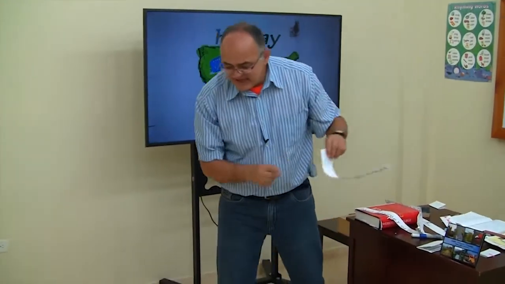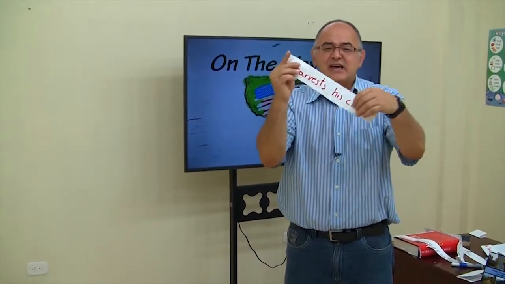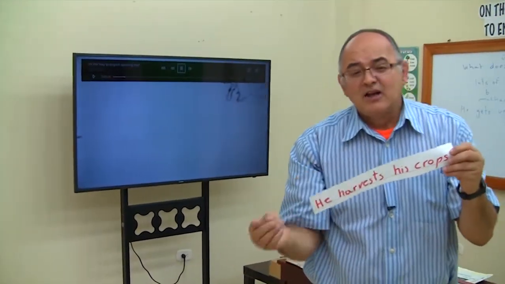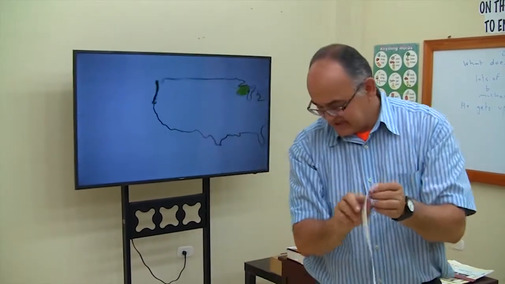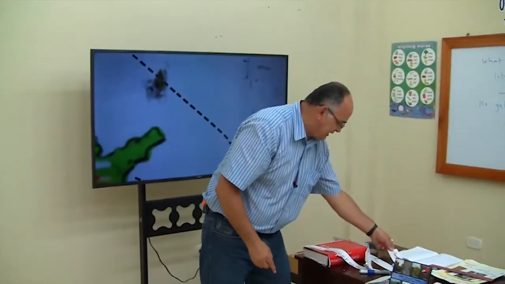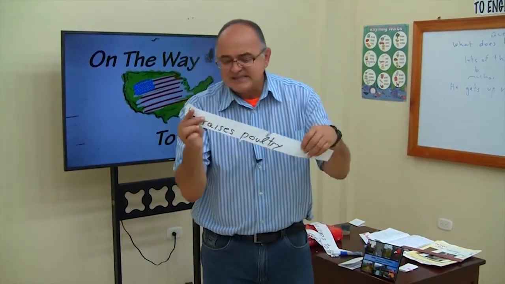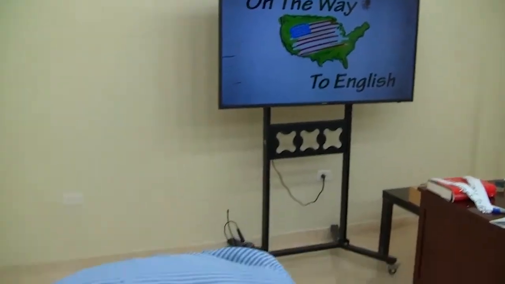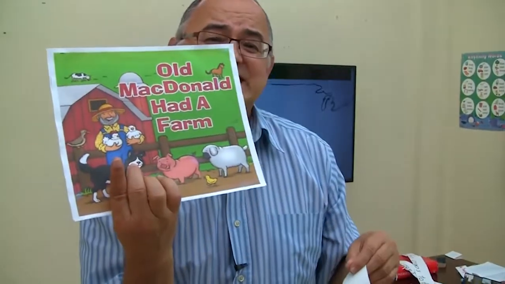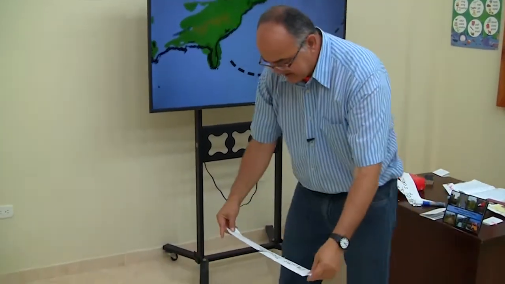Also, as I said, he harvests his crops. When I said he harvests, él coge todas las cosechas. Let's put it here. On McDonald, some of his activities is that he raises poultry, as you see in the picture. What does he do here? Old McDonald raises poultry. Let's put it here.